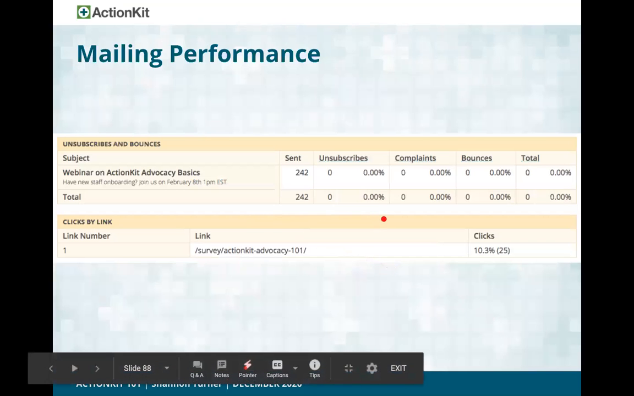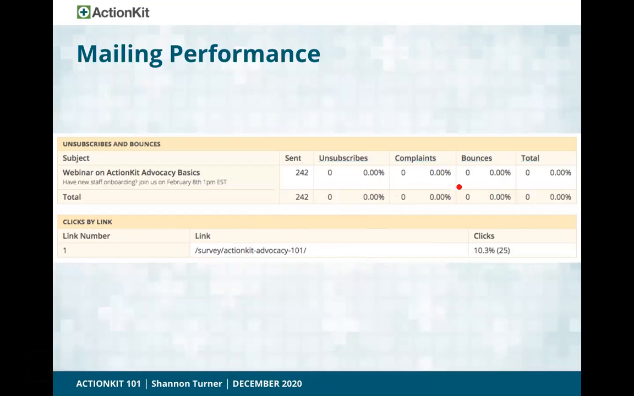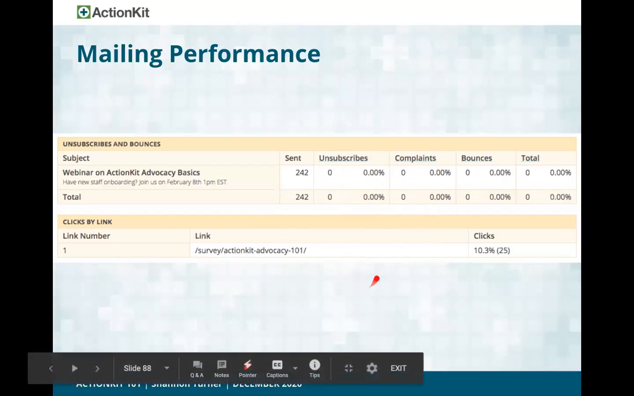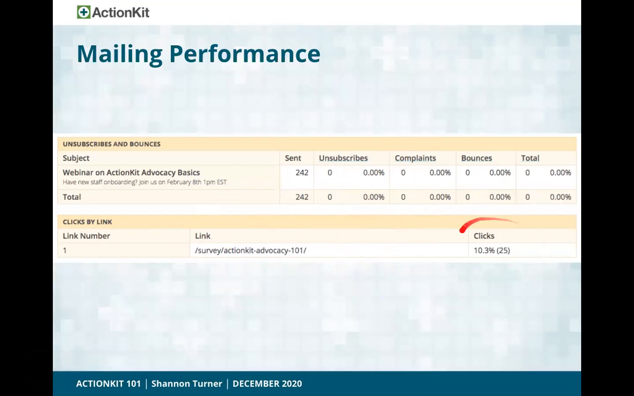If we scroll down a little bit, we can see the unsubscribes, complaints, and bounces for our mailing. And since this is a mailing to ActionKit clients, I'm not surprised that 0 people unsubscribed or marked this as spam. But we can also see how many clicks each link in our mailing received. I only had 1 link in this mailing, but it had 25 clicks, about a 10% click rate to the RSVP page.